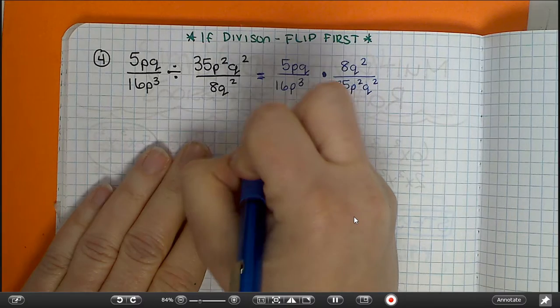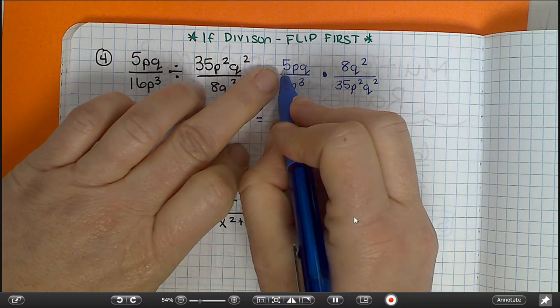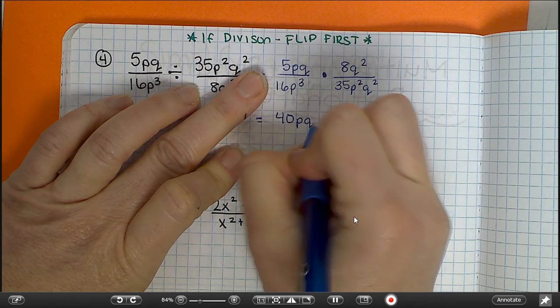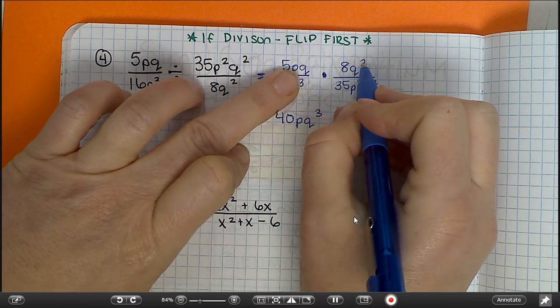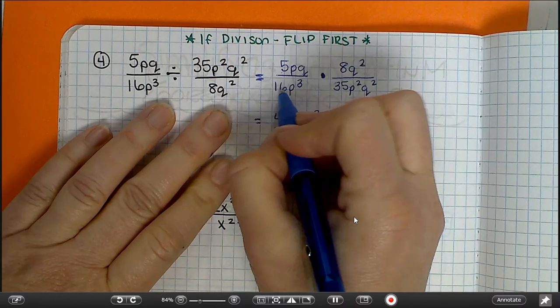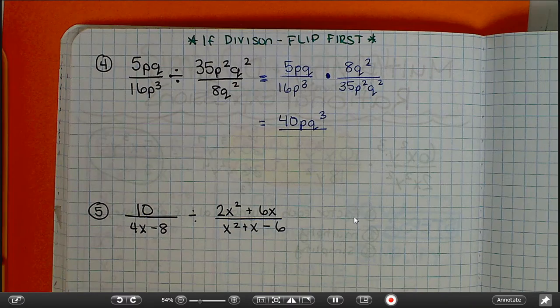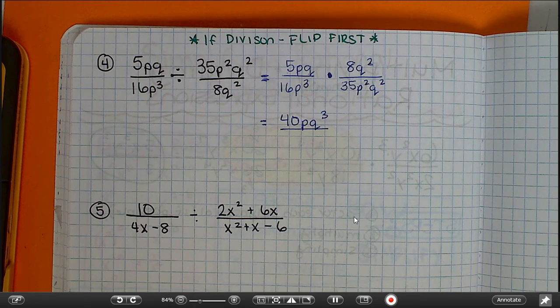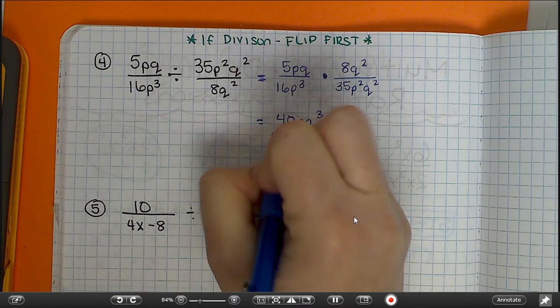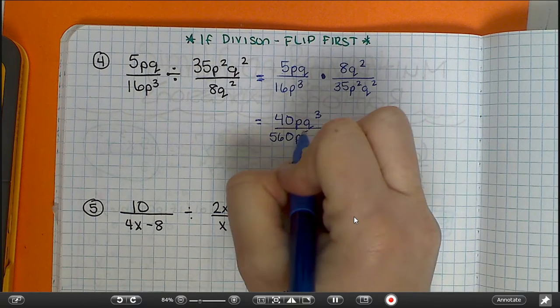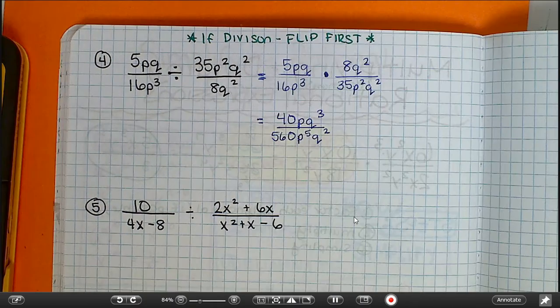Step one is to multiply the numerators. So 40 p q cubed, because we added the exponents. 16 times 35, I don't know. I honestly would have simplified sooner than this, but I'm trying to follow the steps exactly for you. So that would be 560. And we have p to the fifth q squared.